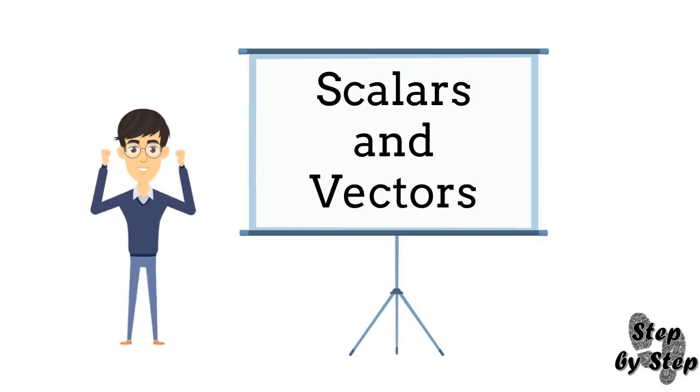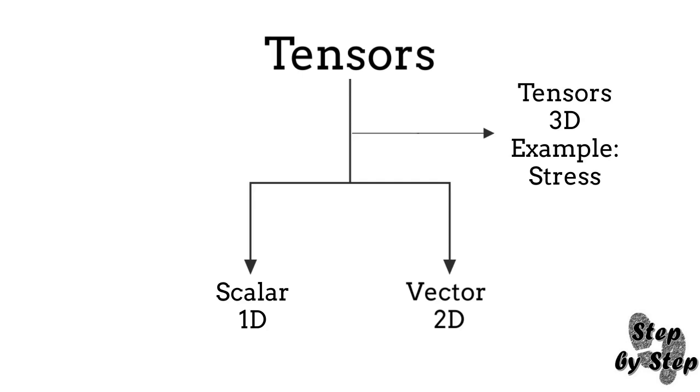Lastly, a bonus tip for you. These quantities are a family of quantities which are known as tensors. A scalar is a 1D tensor and a vector is a 2D tensor. And there are 3D tensors, an example of which is stress. The discussion of this is left for some other video.